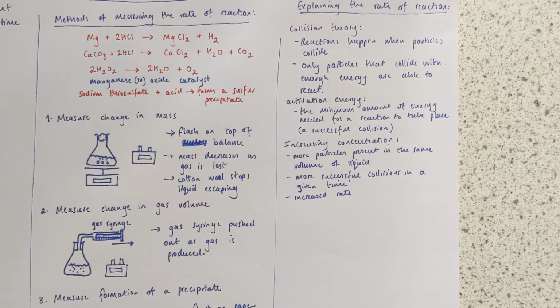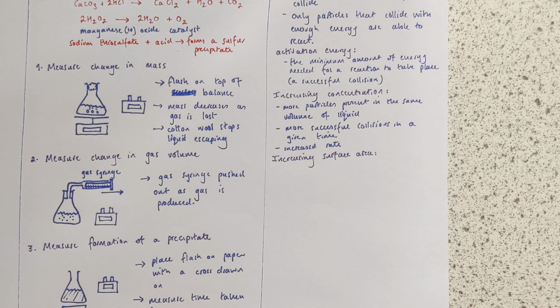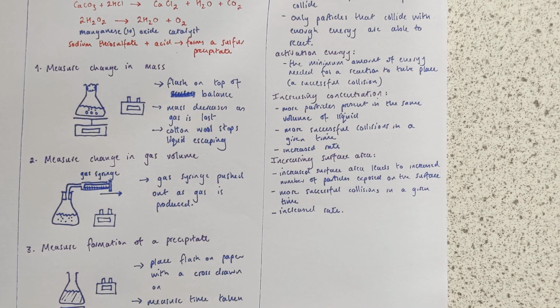The second factor to look at is increasing surface area, which you could achieve by chopping up a solid into smaller and smaller particles. So if you've got a higher surface area, that basically means you've got more particles on the surface of your solid, which means more of them are exposed to the other reactant. That leads to more successful collisions in a given amount of time, and again that leads to an increased rate of reaction.